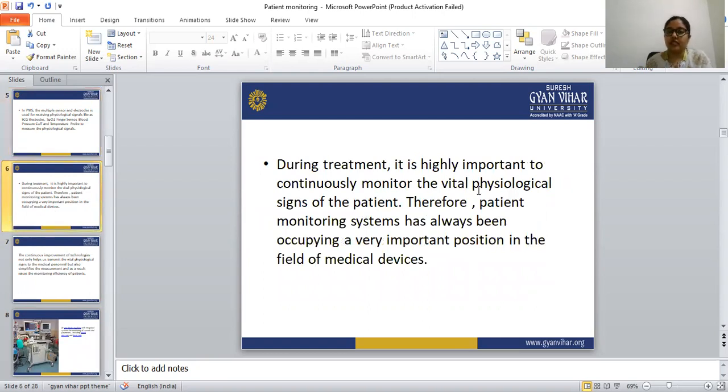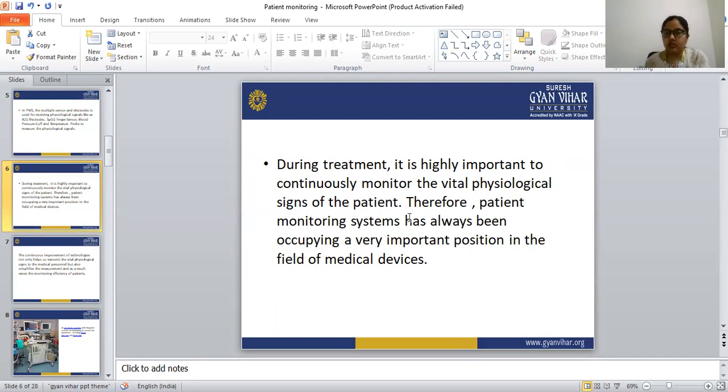During treatment, it is highly important to continuously monitor the vital physiological signs of the patient. During treatment or during a surgery, it is very important to monitor the vital physiological signs of the patient, and that is not possible with a human. A human can't monitor a patient continuously. So because of that, we are using the computerized patient monitoring system.